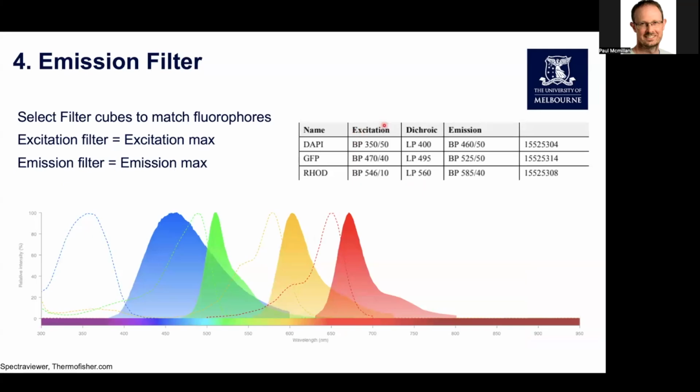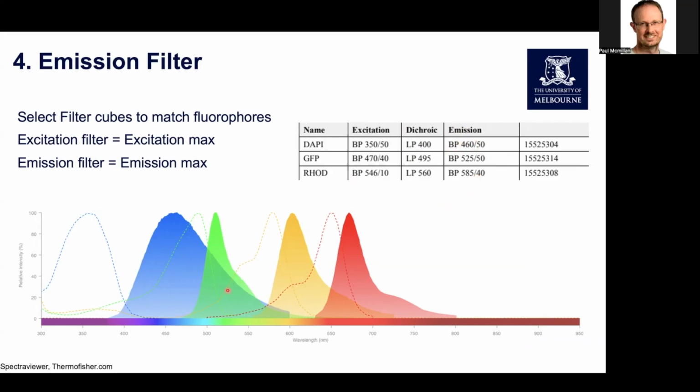Again, this is an excerpt of our specification sheets, which shows you all of the components of the filter cube. Here we've got the excitation filter, which is a band pass. Our dichroic here, these are long pass filters. And then finally on the emission side, these are again band pass filters.